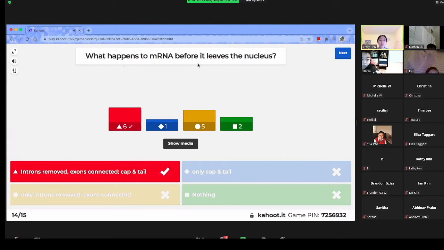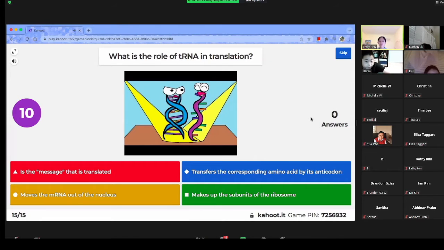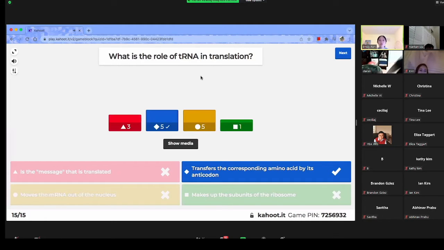What happens to mRNA before it leaves the nucleus? Here in this picture you can see these are the introns, and they're being removed here, while the exons are being joined together to form one continuous strand, and a tail is being added to the 5' end and the 3' end. This involves tRNA and translation to transfer the corresponding amino acid by its anticodon.